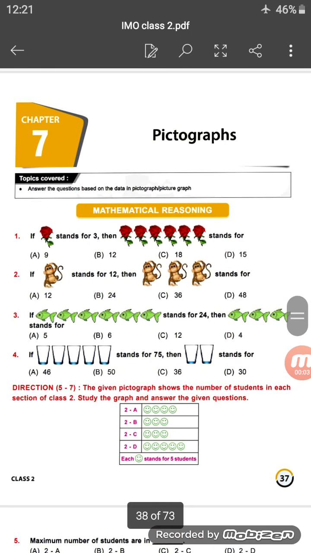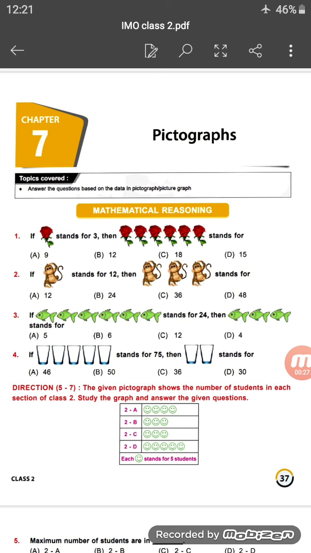Yes everyone, we will learn today in this video about pictograph. Actually it is based on the picture basis. So the first question is, if one rose stands for 3, here you can see how many roses are there.